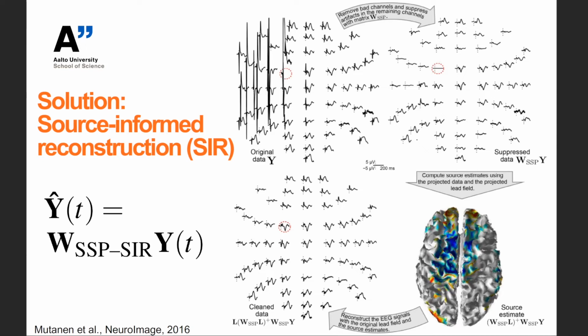And that's why, as a solution, we introduce this source-informed reconstruction step. And the idea is very simple. Even though we have done this kind of detrimental operation, we know exactly what we have done to our data. It's a simple linear operation, and we can take it into account in the source estimate. So we can estimate the sources that would produce the artifact-free signal. And once we have the source estimates, we can calculate a model of how they would look in the original signal space. And that's the idea of the SSP-SIR combined method.